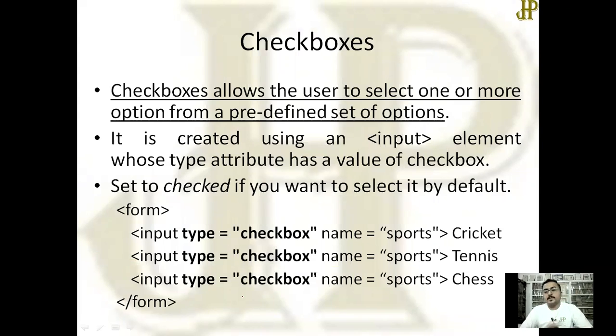Now checkboxes. Sometimes you need to ask the user what are your hobbies. So hobbies can be more than one. So for this, to select more than one value from a group of values, you have to use checkboxes. Okay. So simply the value checkbox is to be passed in the type attribute.